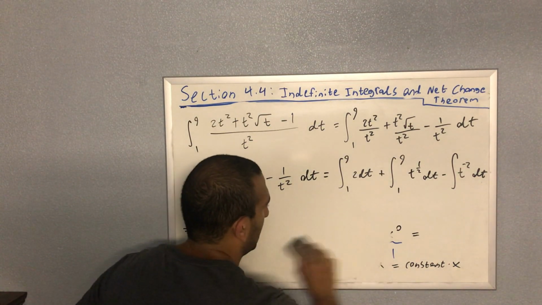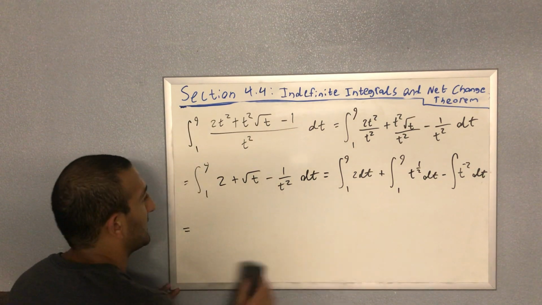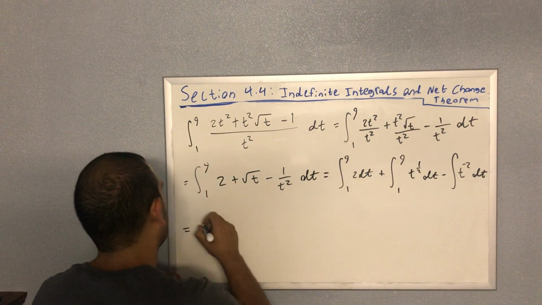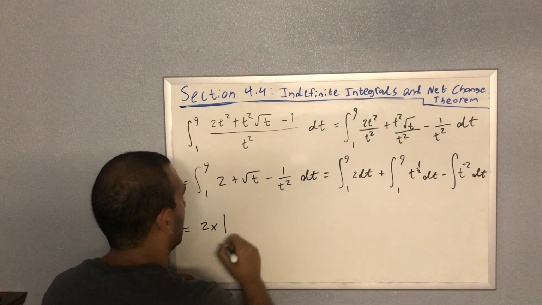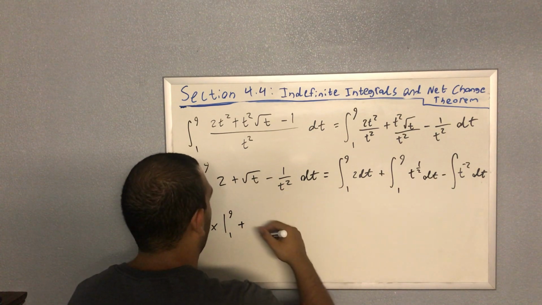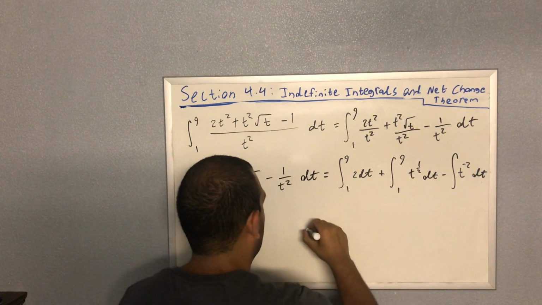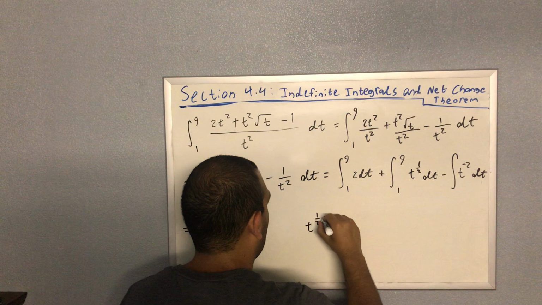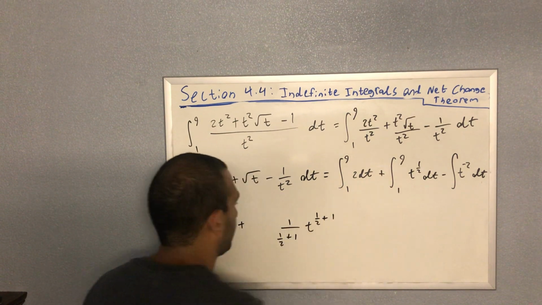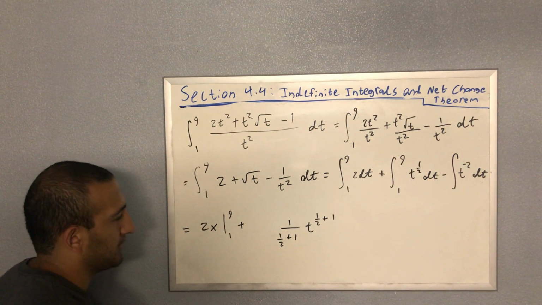So, moral of the story, after all this detour, is this integral is just 2x. So this is 2x evaluated from 1 to 9, plus, and then, okay, how do you do this? So this is t to the 1/2 plus 1 times 1 over 1/2 plus 1. All right, that's what the power rule says.